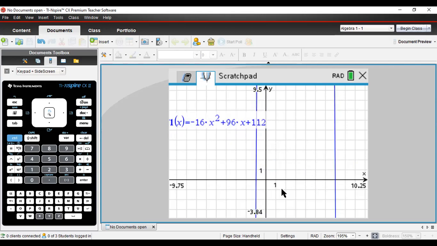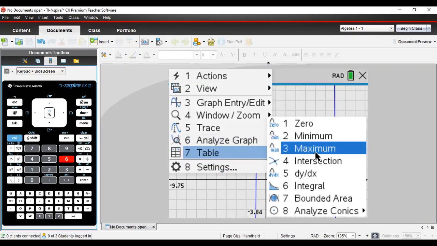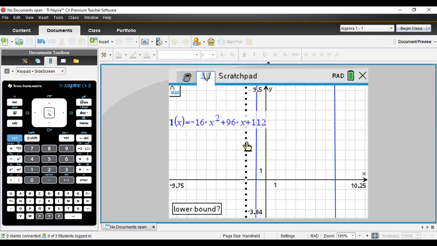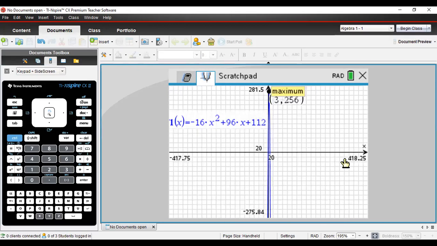All right, so here's what I'm going to do. I'm going to do menu 6 3 because I want to find the maximum. So I'm going to start over here to the left and I'm going to pull it. Now, when I pass the maximum, it's going to tell me, hey, you got the maximum. All right, there is the maximum, 3,256. Now, when I found the maximum, it made the window much smaller than I want it to be. So now I know the maximum, I can write that down on my iPad.